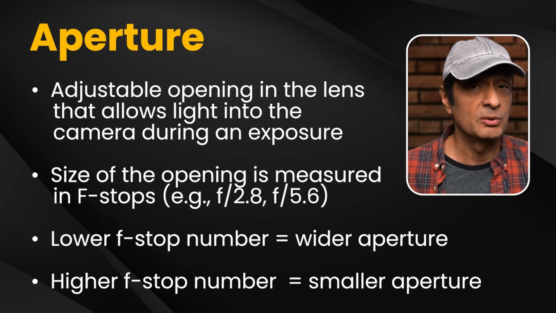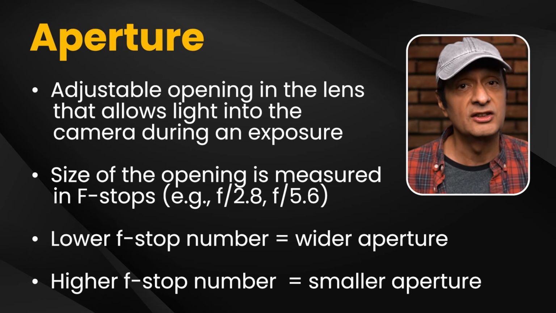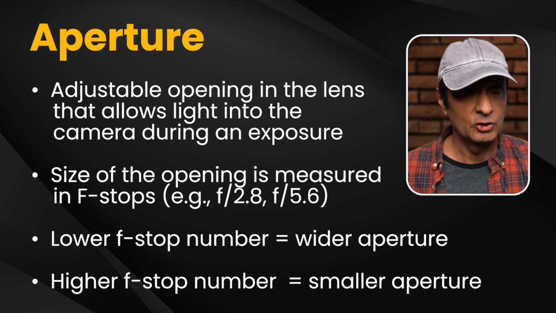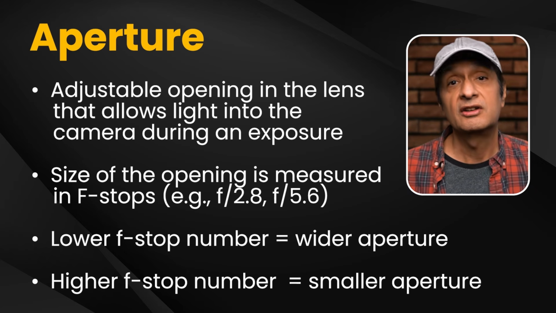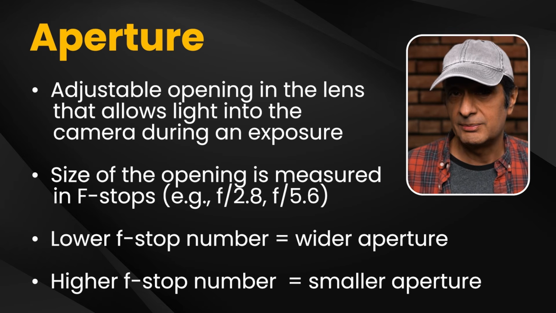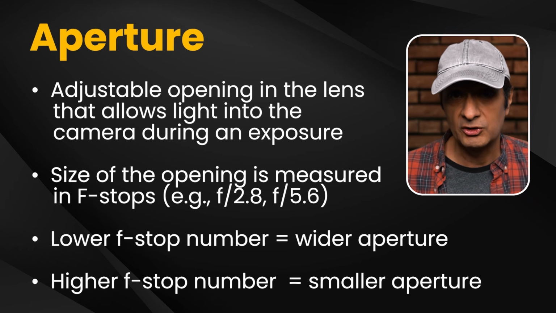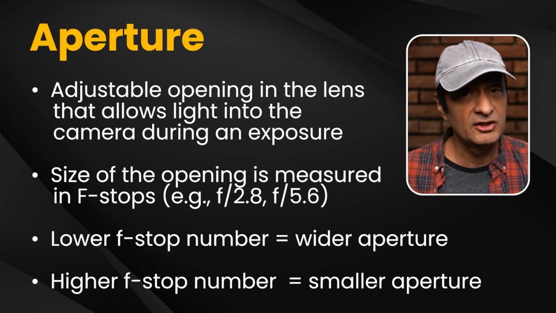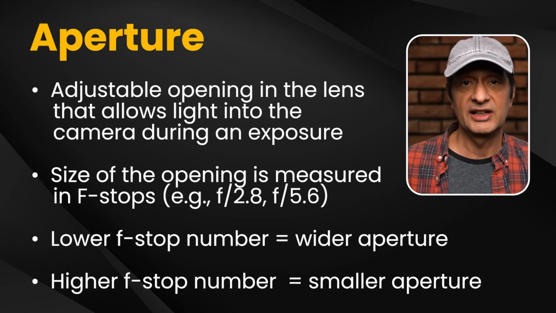Aperture refers to the opening in your lens that lets light into your camera during an exposure. It's measured in f-stops like f2.8, f5.6, or f8. A lower f-stop number means a wider aperture or opening, allowing more light into the camera. A higher number means a smaller aperture, letting less light in. So, aperture controls how much light your sensor is receiving while the shutter is open. Aperture also has a creative use because it also affects depth of field in your image.